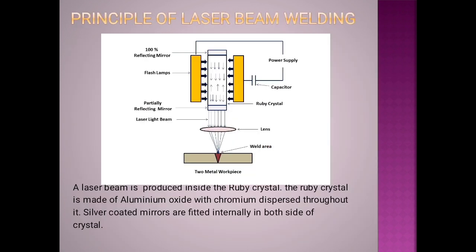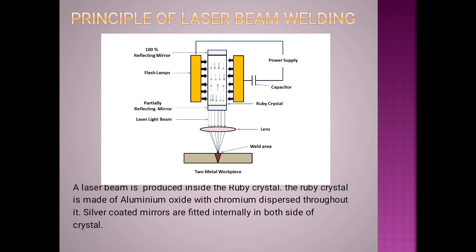Next, let me explain about the experimental setup of laser beam welding. Here, the laser can be in the form of a solid state, liquid state or gaseous state laser. Right now, this laser belongs to the category of solid state laser. Here, a ruby crystal is used for making the light source, and this crystal is surrounded by a flash lamp. This flash lamp converts the electrical energy into light energy. The ruby crystal is made up of aluminum oxide with chromium dispersed throughout it, and silver coated mirrors are present at both the ends of the crystal, one which is 100% reflecting and the other is partially reflecting.